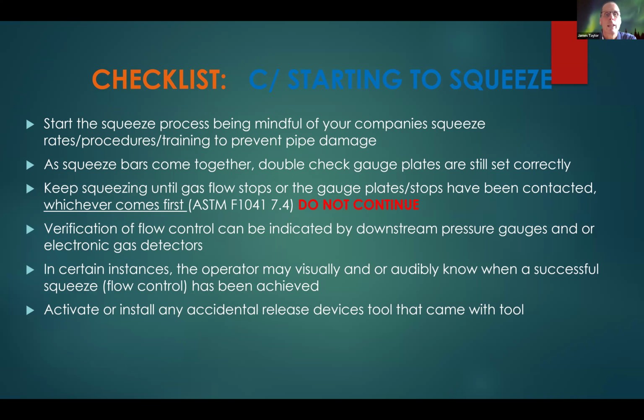Again, those stops on any manufacturer are there to prevent over squeezing the pipe. So we want to go to them, we don't go any farther than them. So stop when the flow of gas stops or the contacts come in place, whichever comes first. And that can be verified, how your squeeze is progressing, if you have flow control that we touched upon earlier, with your electronic instruments downstream.